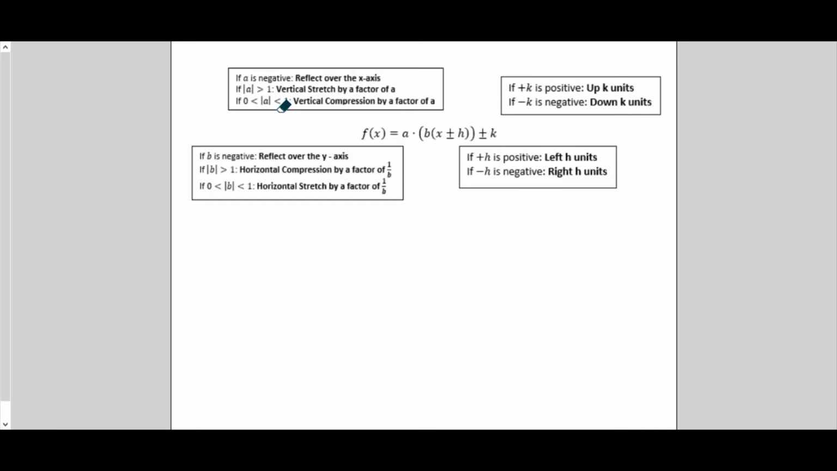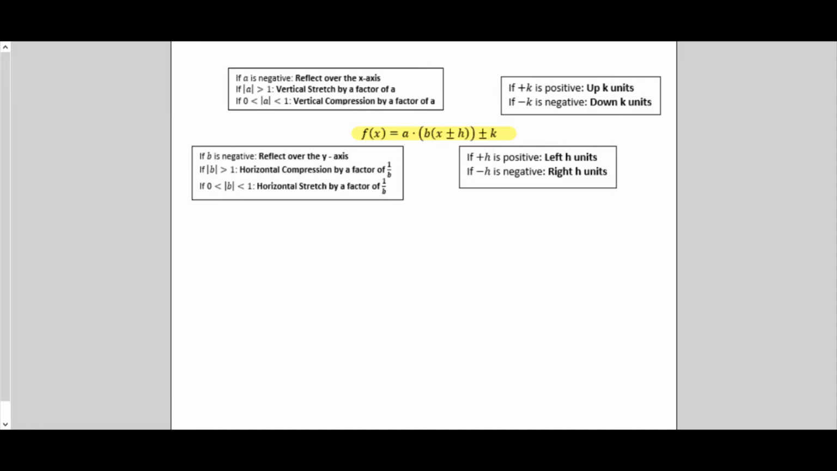If you're writing it down, I would suggest making this feel like a whole page and putting in the center of that page what I'm highlighting in yellow. So f of x equals a times b times x plus or minus h plus or minus k.